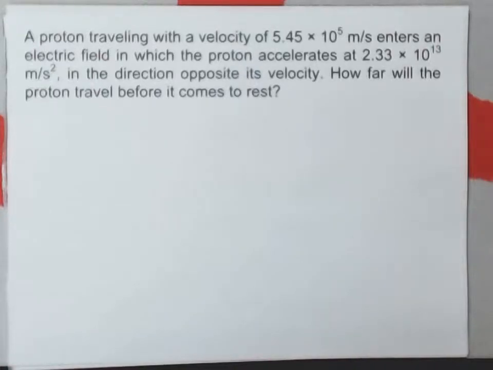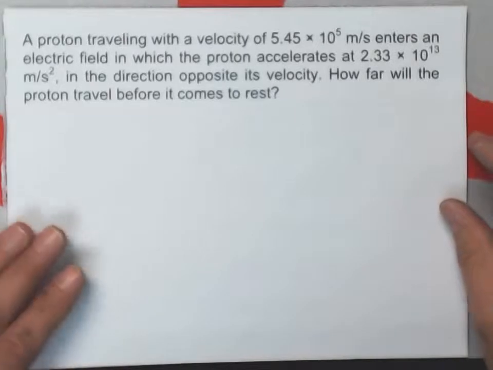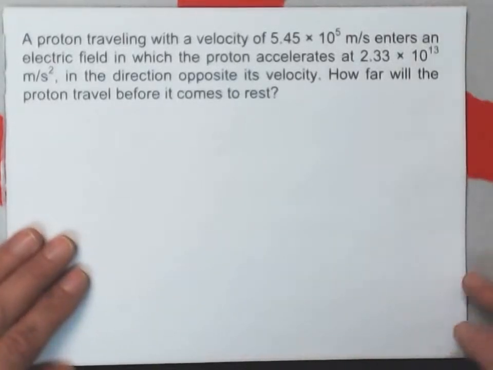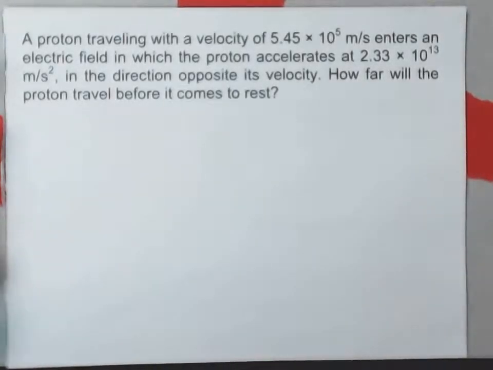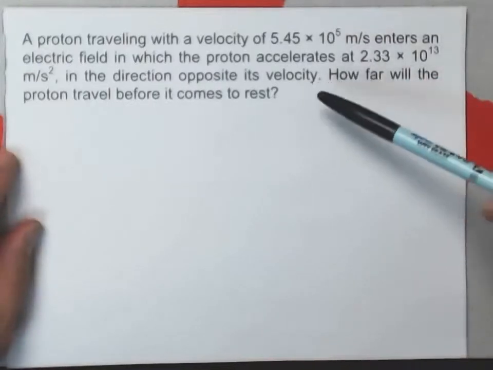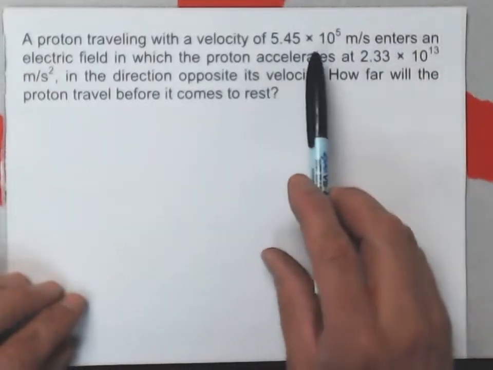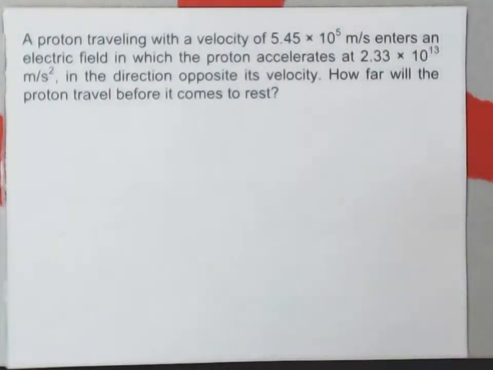Let's do a different sort of constant acceleration problem. This is one that, in some sense, is a little more real world. We have a proton traveling with a velocity of 5.45 times 10 to the fifth meters per second. That's actually a fairly slow speed for a single proton.